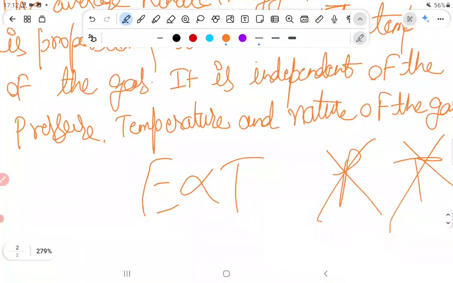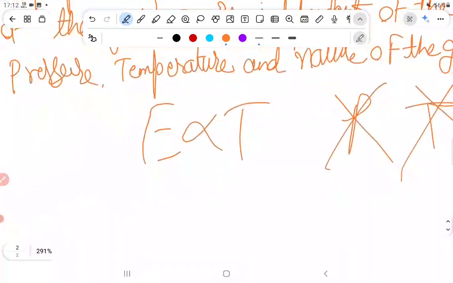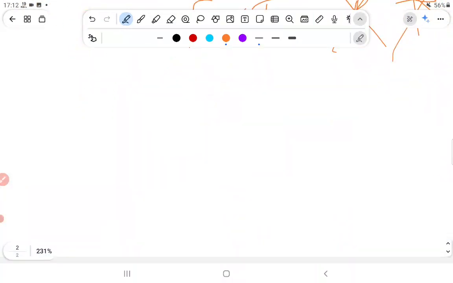Now let us move ahead, and which is nothing but the Dalton's law of partial pressure. So I will use the slides.